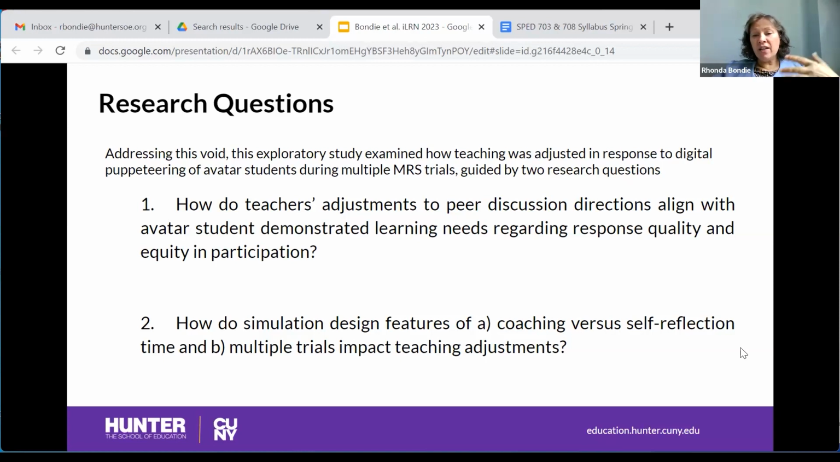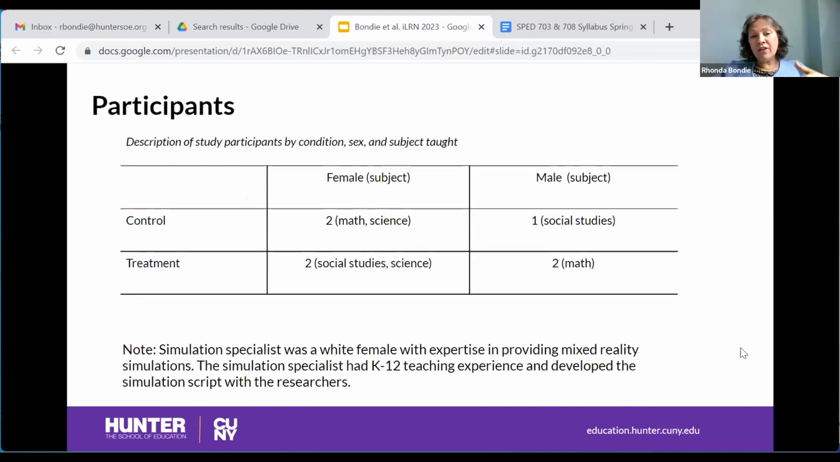We also wanted to look at the teacher's responsiveness to the quality of the student responses and the equity in the participation. And we wanted to look at the design features, for example, coaching versus self-reflection, how time is used, and the impact of multiple trials on teaching adjustments. So could we learn about design factors?